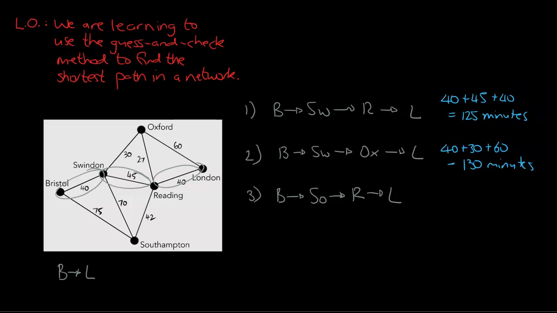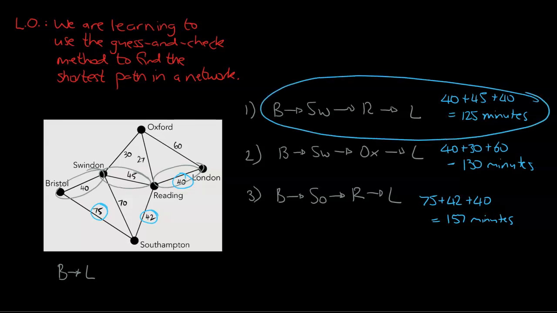And then the final route along the bottom, we had 75, 42, and 40. So we've got 75 plus 42 plus 50. Forgive me if I'm doing my maths wrong, but I think that's 157 minutes. And that one there was way longer than the other 2 options. So from this, we did our 3 options. We calculated how long each of them would take, and we can conclude that cutting right through the middle was the quickest option.